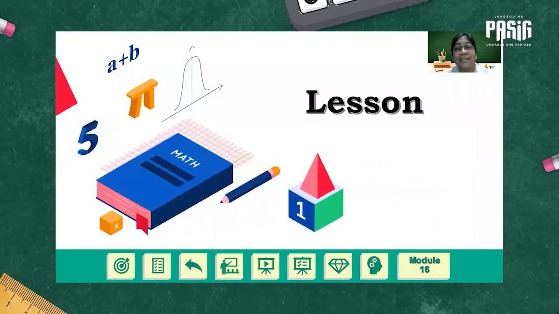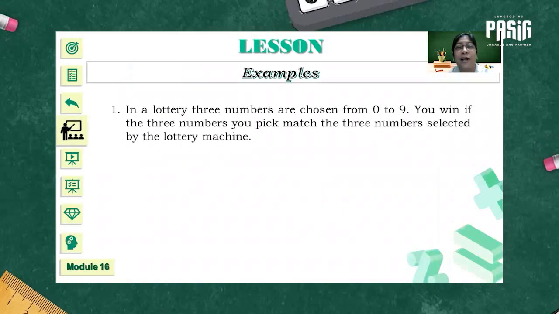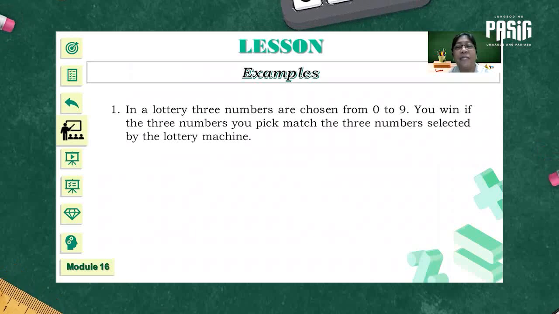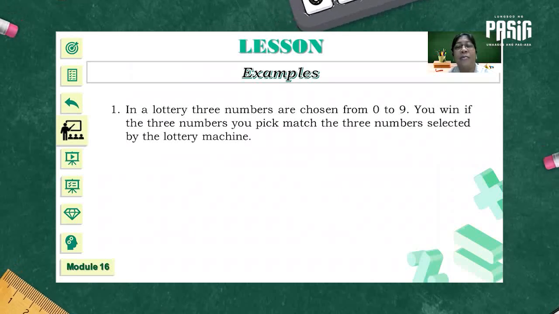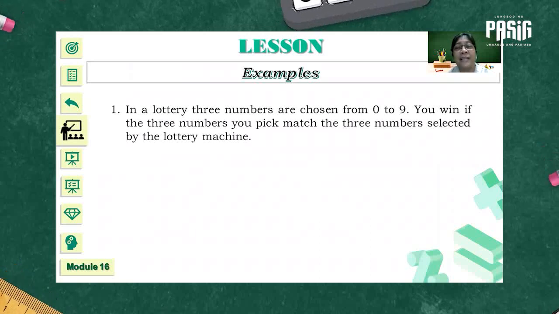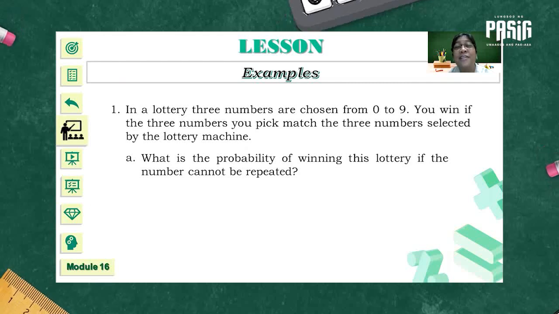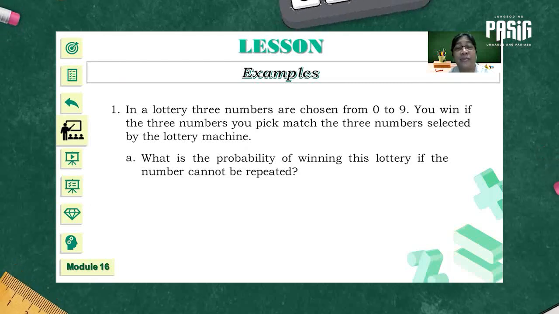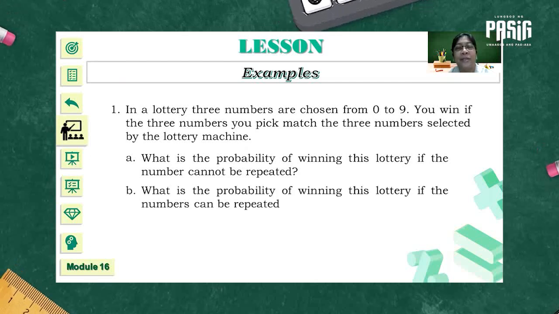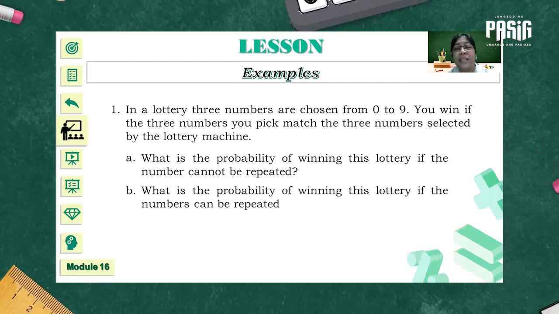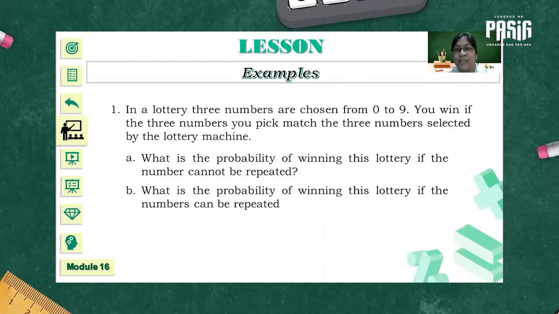To continue with the lesson, let us now have the following examples. For number 1, in a lottery, 3 numbers are chosen from 0 to 9. You win if the 3 numbers you pick match the 3 numbers selected by the lottery machine. Letter A. What is the probability of winning this lottery if the number cannot be repeated? For letter B, what is the probability of winning this lottery if the numbers can be repeated?